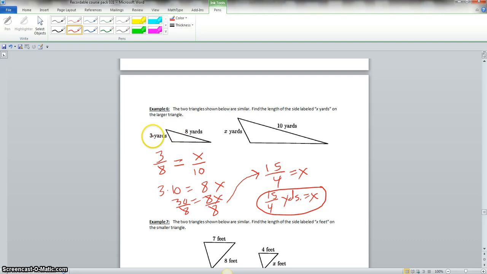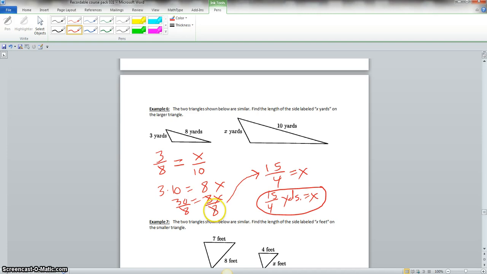So what we could do is this. We could take 3 over 8 and set it equal to x over 10. You notice this side and this side is proportional. They're set equal to each other. And the 8 and 10 are proportional, so they're set equal to each other. So now we multiply. We have 3 times 10, which is 30, and 8 times x, which is 8x. So we have 30 is equal to 8x.